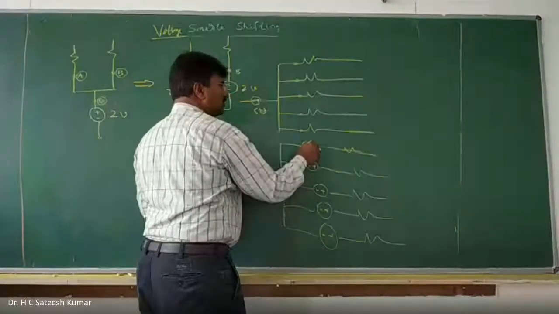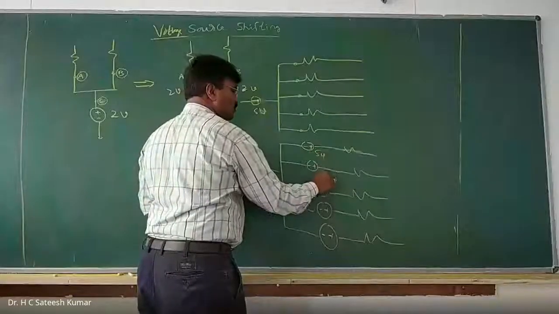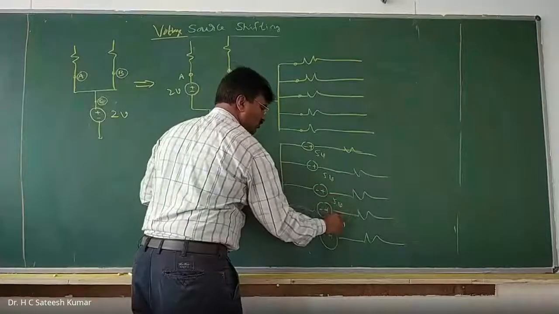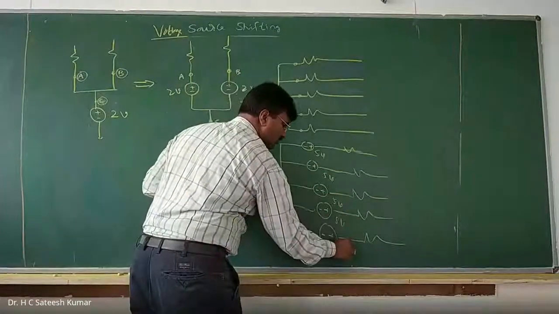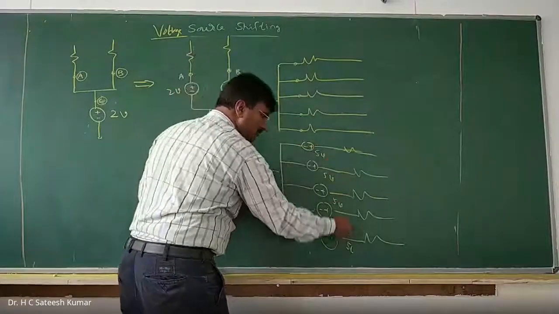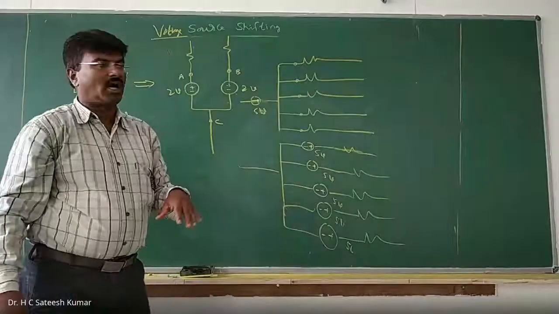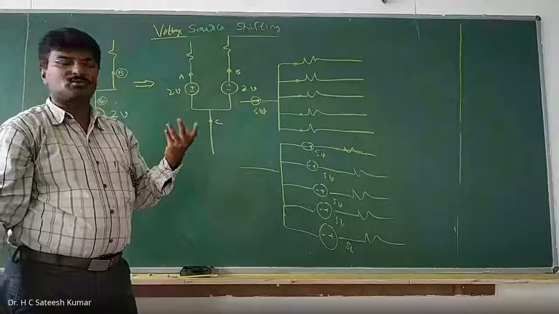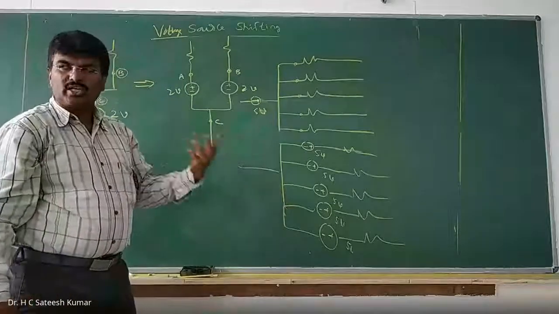So then what do we have? This is 5 volts, 5 volts, 5 volts, 5 volts, 5 volts. Earlier also, the voltage at these points is 5 volts. Now also the voltage at these points is 5 volts. And this can be extended. This is nothing but voltage source shifting.